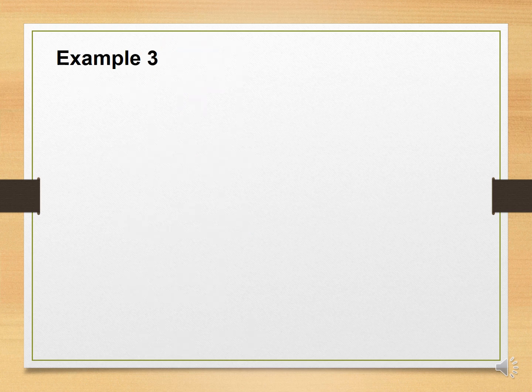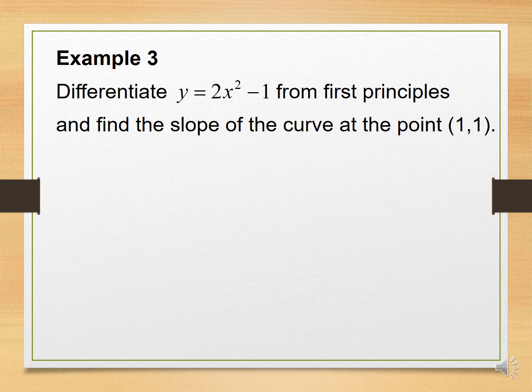So we move to the last question, example 3. Differentiate y equal to 2x squared minus 1 from first principles and find the slope of the curve at the point (1, 1). For this question you have two parts. The first is to differentiate the function y using first principles, and secondly is to determine the slope, meaning the gradient, at the given point (1, 1). So let us look at the solution.